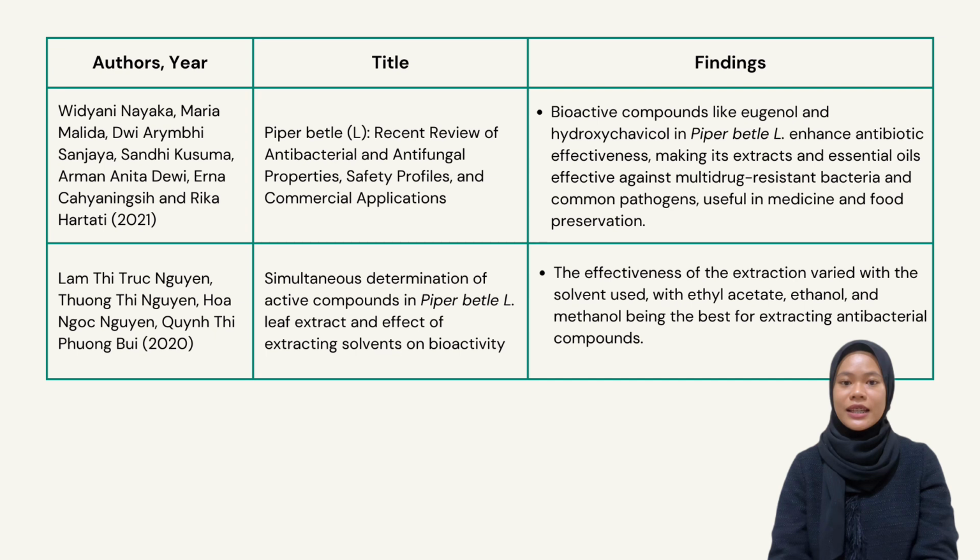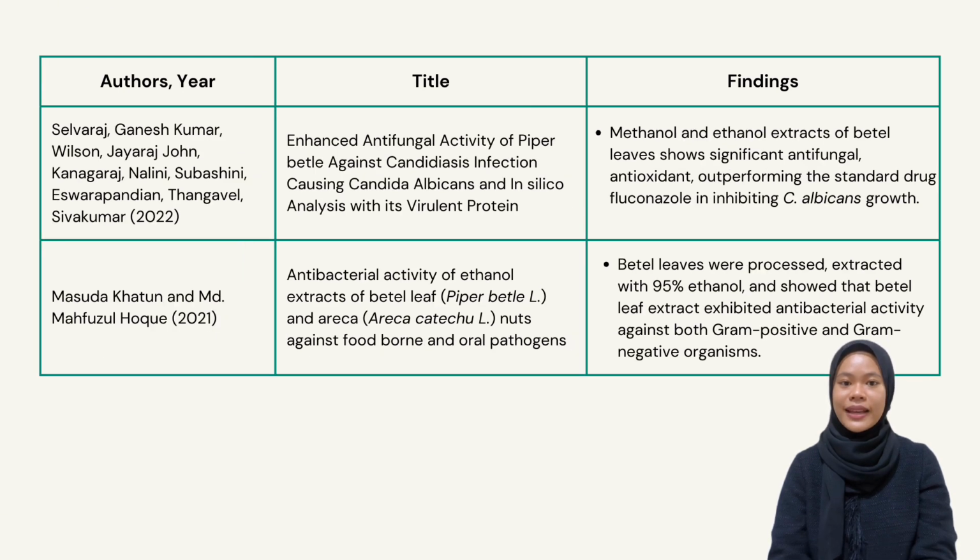There is also a study of active compounds in Piper betel, where the effectiveness of the extraction varies with the solvent used, with ethyl acetate, ethanol, and methanol being the best for extracting antibacterial compounds. There is also research on the antifungal activity of Piper betel against candidiasis infection, where methanol and ethanol extracts of betel leaf show significant antifungal and antioxidant activity, outperforming the standard drug in inhibiting Candida albicans growth.